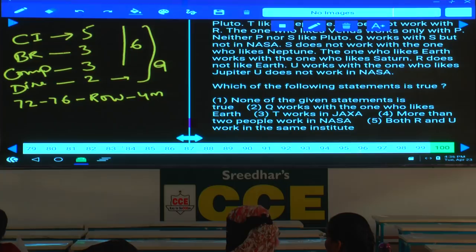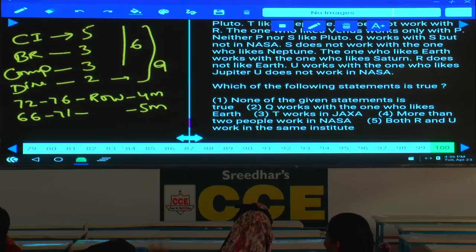Hence, next priority is for what? 66 to 71. Now, for this 66 to 71, tell me how much time you require? 5 minutes. Because why it was so? Because you already cleared the cutoff.